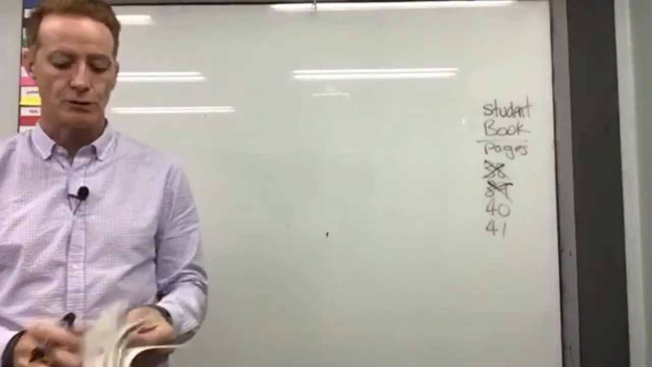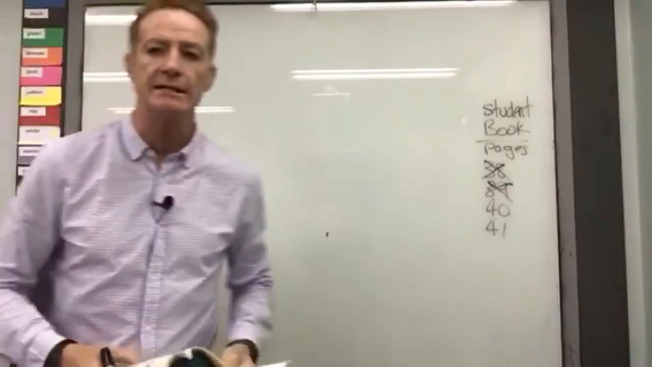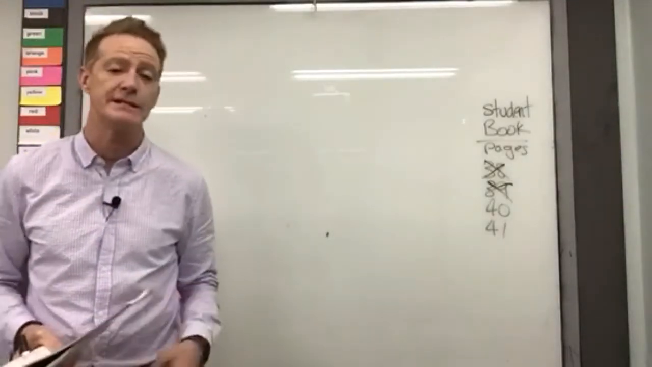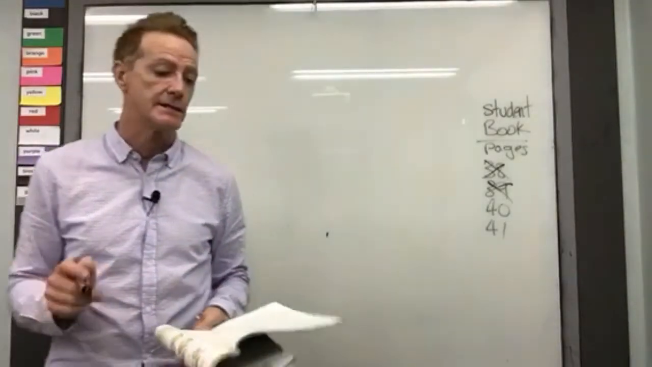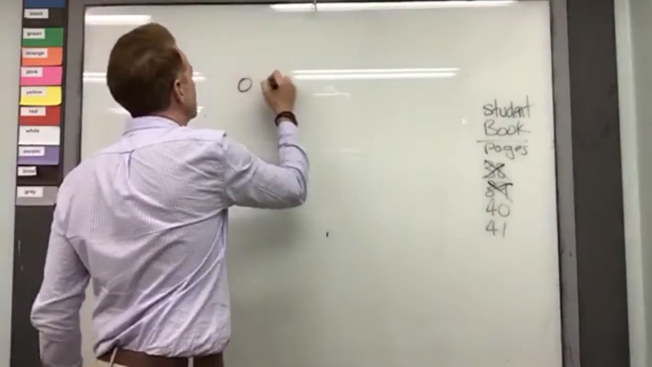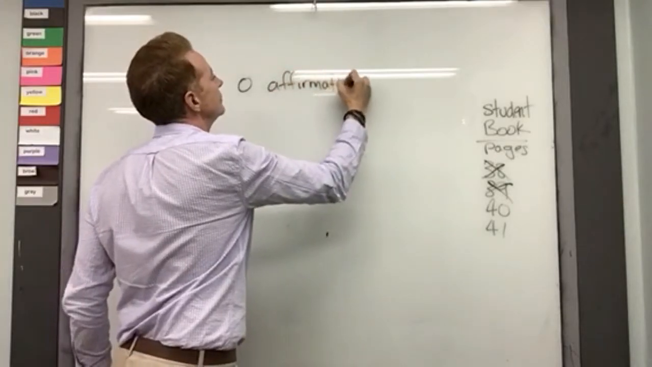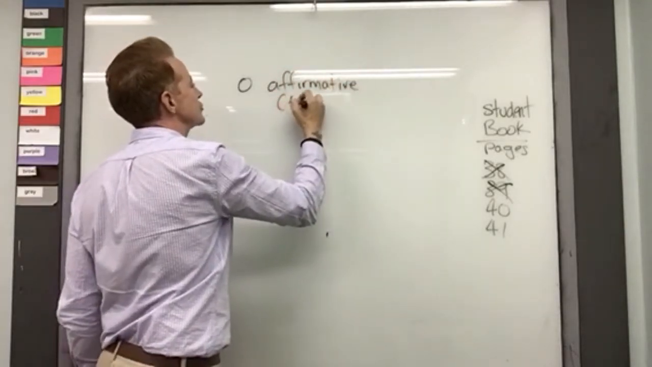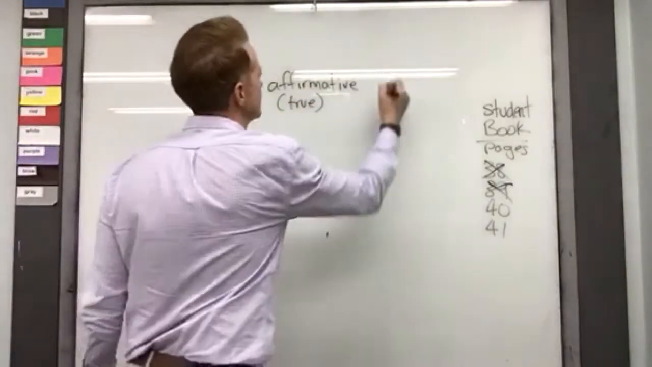Let's move on to page 40. Now we are doing affirmative, negative, and questions. Do you remember what affirmative is? When it has this circle, we have to answer in the affirmative. What does that mean? It means it's true, it did happen. So that is affirmative. It's true, it did happen.